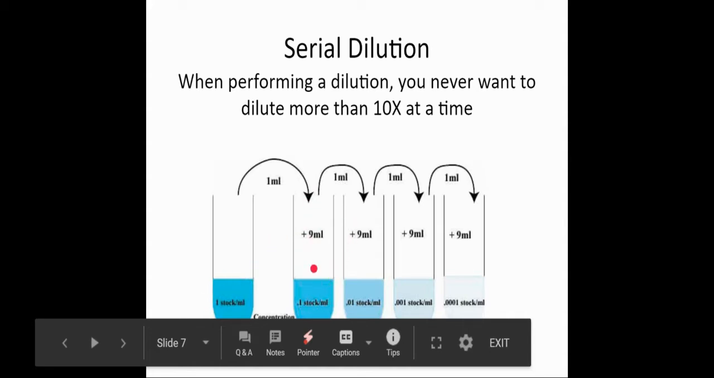And then you can take 1 milliliter of this first dilution and transfer it to a new test tube and add another 9 milliliters of water, which means we have a 0.01 of our stock per volume solution. And you can continue this on. This is called a serial dilution because we do this in series.